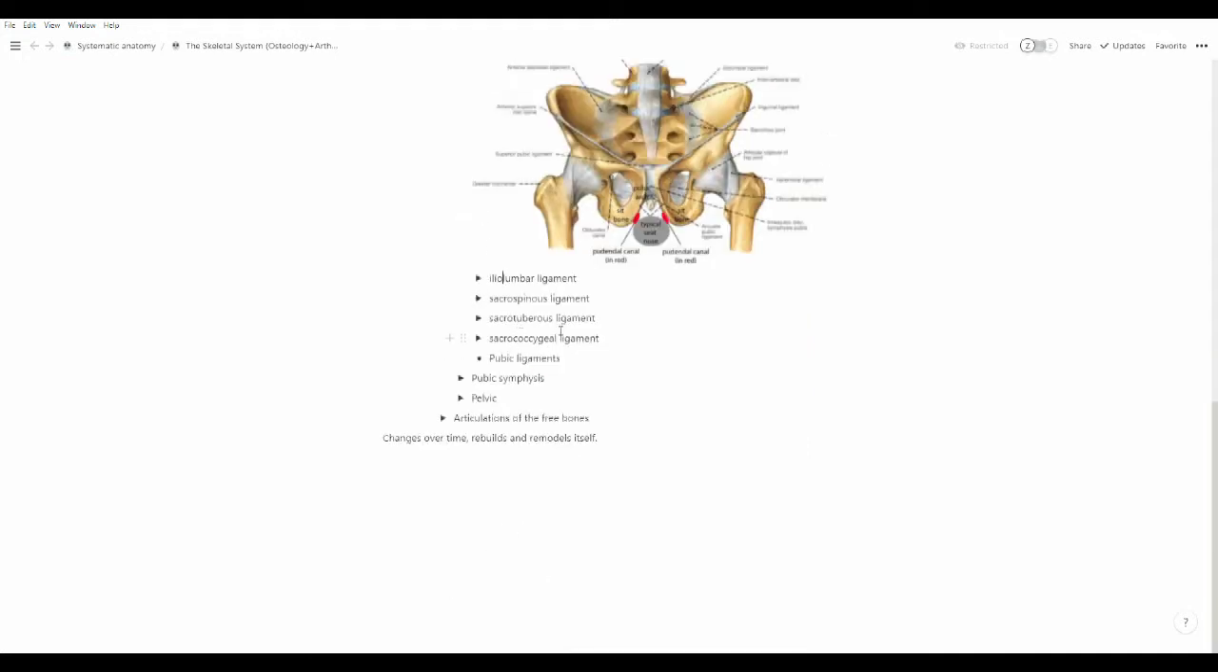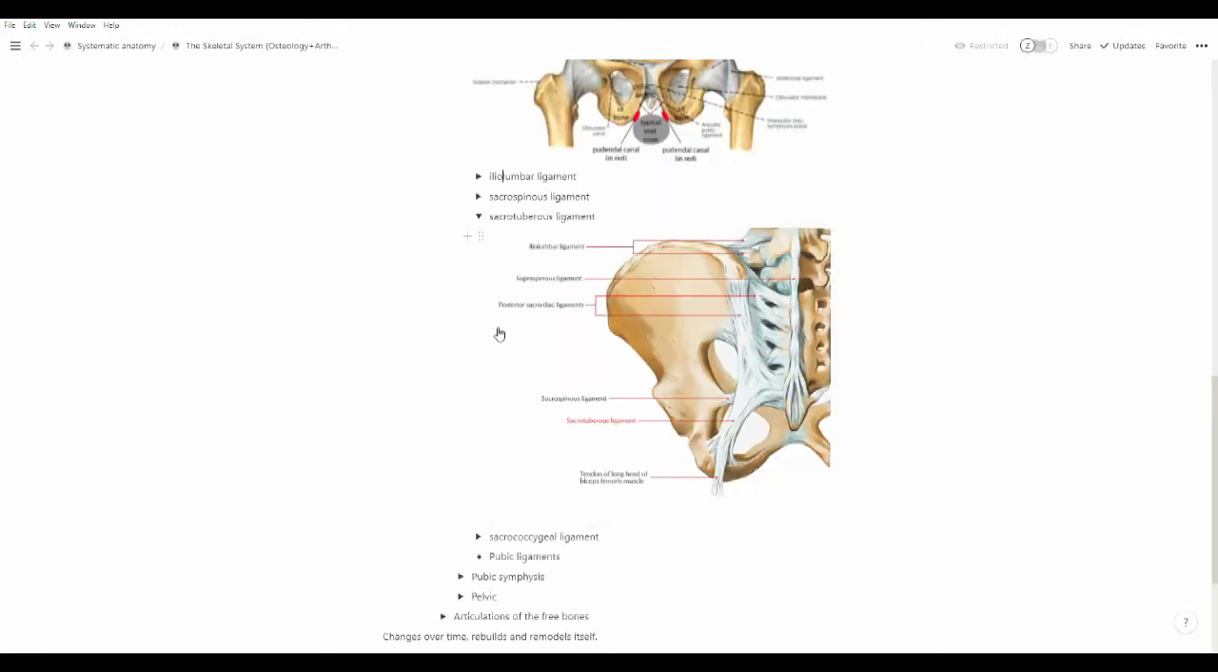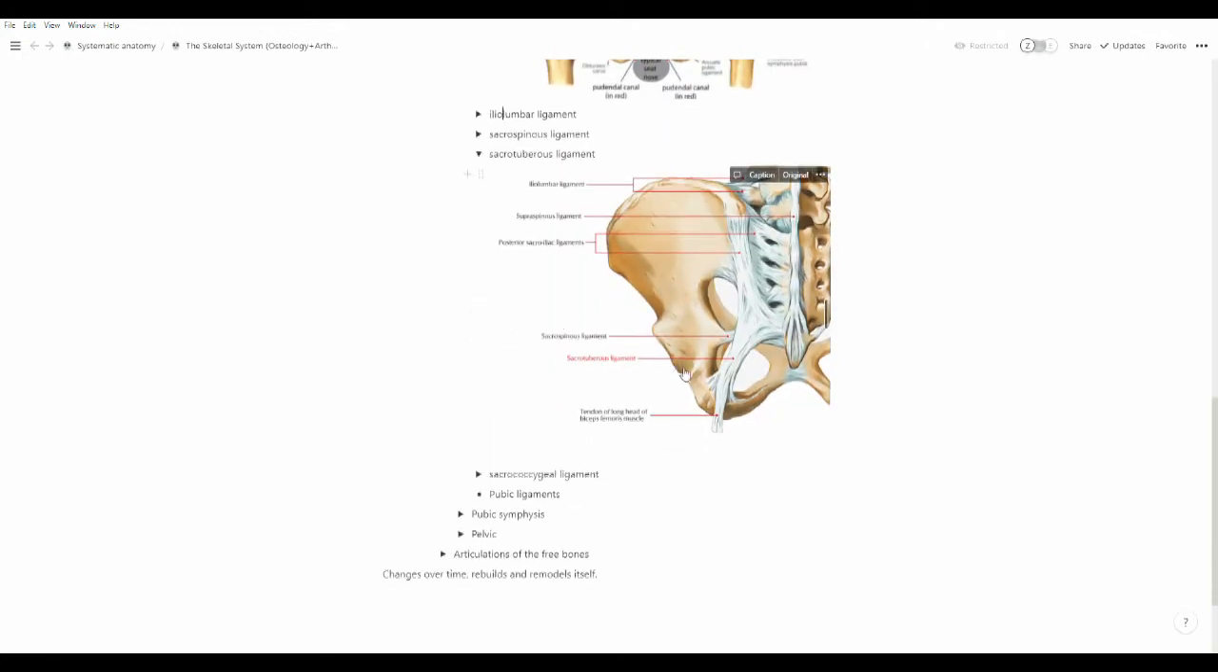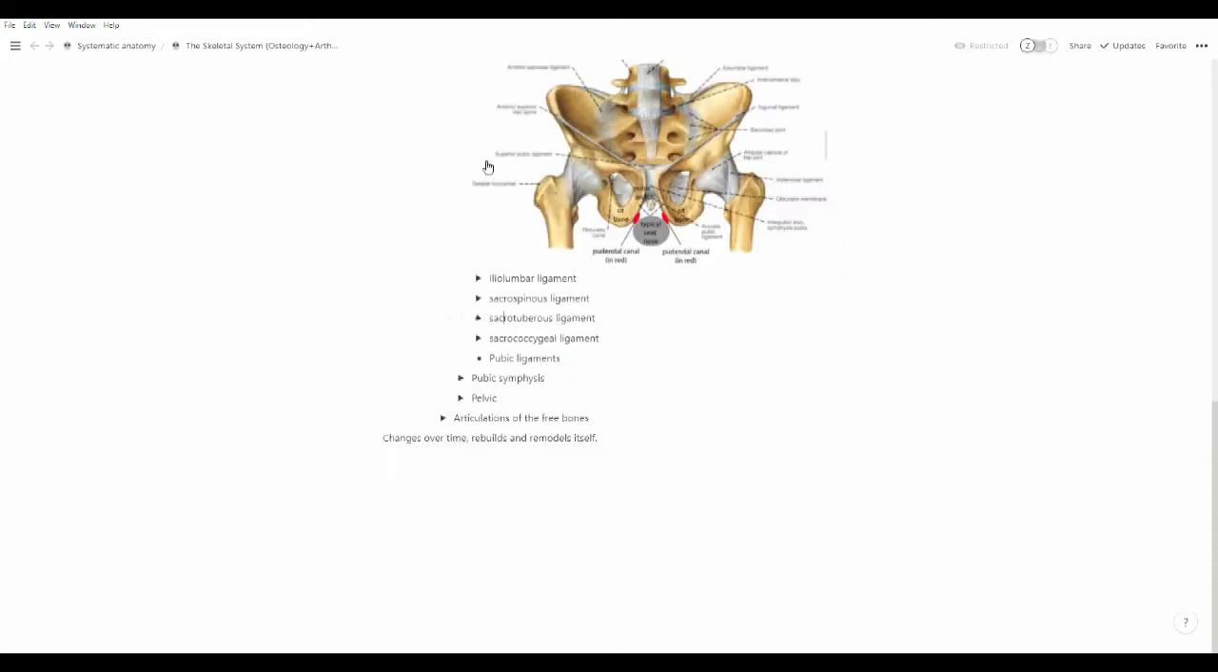Next up, we have the sacrotuberous ligament. It is this ligament in here. I actually don't know what the tuberous stands for in here, but I know that sacro stands for the sacrum. So I would guess that it comes out of the sacrum and goes somewhere. And apparently, this somewhere is this part here with the pubis part of the hip bone.